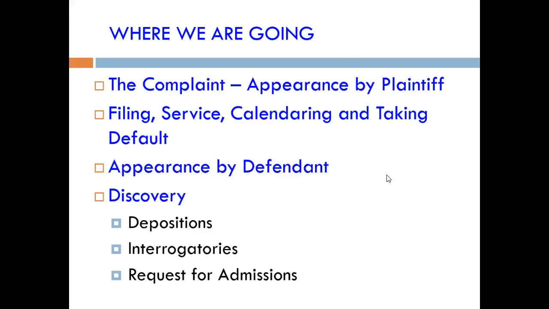We'll also look at, in the next chapter after going through the filing, service, calendaring, and taking of the default, the appearance by the defendant. How does a defendant appear in the action so as to defend themselves? Essentially, they have to come in. They have to file a written document, just like a plaintiff has to file a complaint.